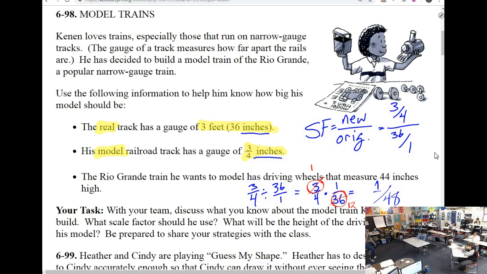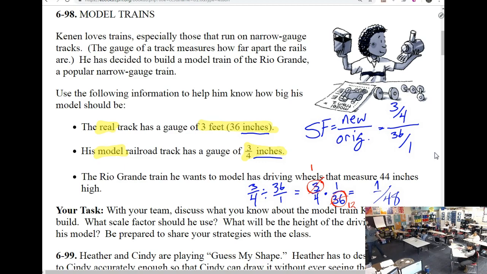But wait, there's more. So the Rio Grande has wheels that measure 44 inches in diameter. Well, we know, we did circles already. So the wheel, the height is also the diameter. So think about that, guys. That's 44, so that's big. Bigger than 3 feet. That's over 3.5 feet. How big are the wheels on the model? Itty bitty.